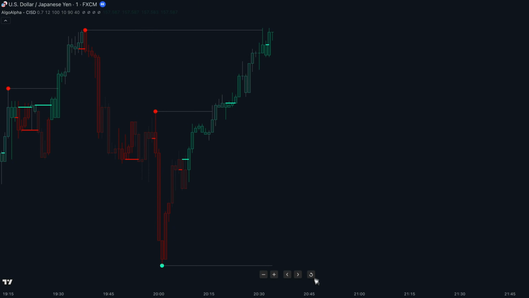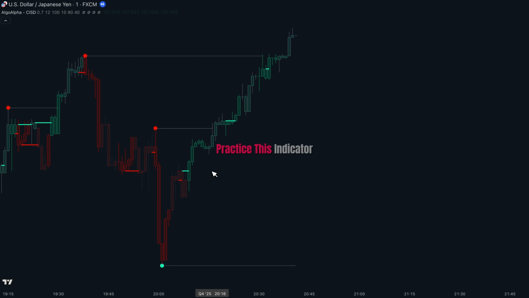CISD helps traders understand when market intent changes. It shows liquidity being taken, delivery failure, and which side is now in control. Practice this indicator on different markets and time frames, and focus on how price behaves after CISD appears.